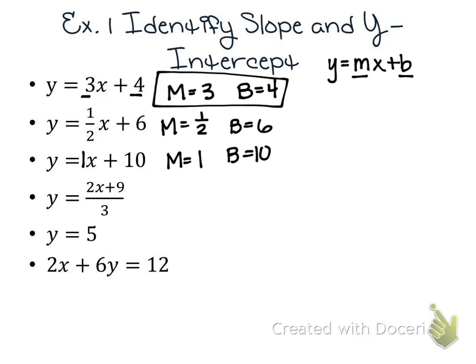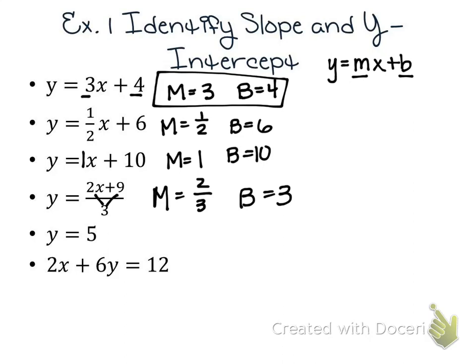Now, look at this next problem. Both of these are being divided by 3. All right? So, what is 2 divided by 3? Well, it's just 2 over 3. And then what is my b? What's 9 divided by 3? 3. So that's how I find the slope and y-intercept.